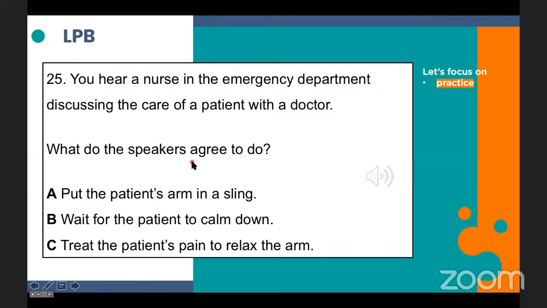Again, what do the speakers agree to do? Keep that in mind. Now look at question 25. You hear a nurse in the emergency department discussing the care of a patient with a doctor. Now read the question.